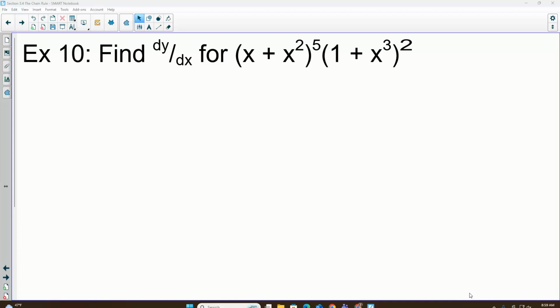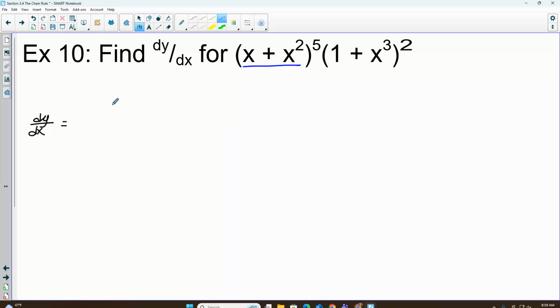I should have done one of these yesterday, off your homework, before I gave you the homework. We need to do the product rule here. And within that product rule, we'll have to do our chain rule. So we have to do the derivative of the first one.